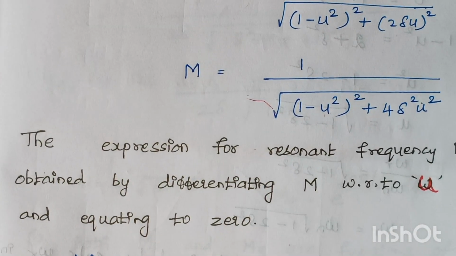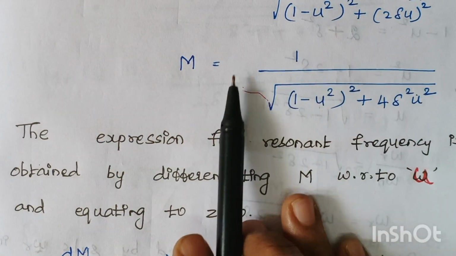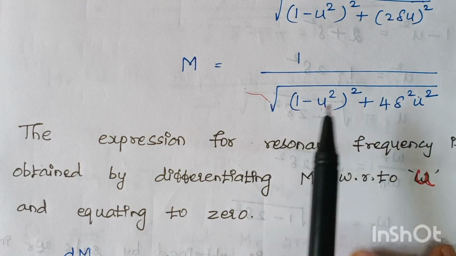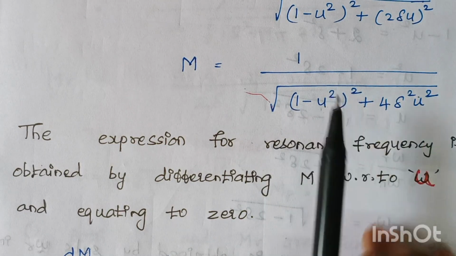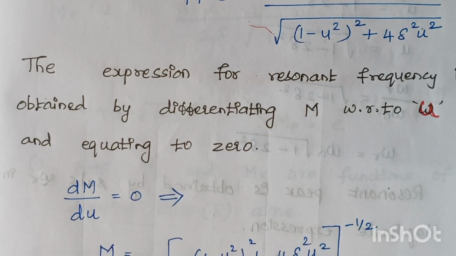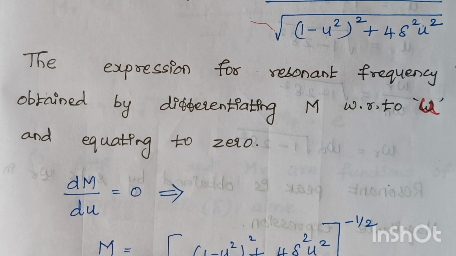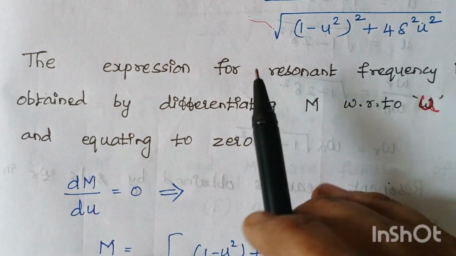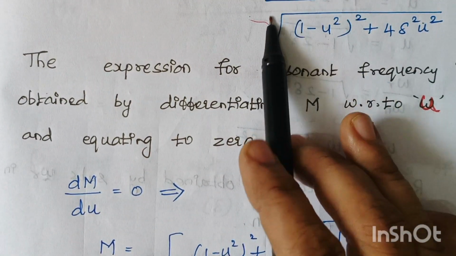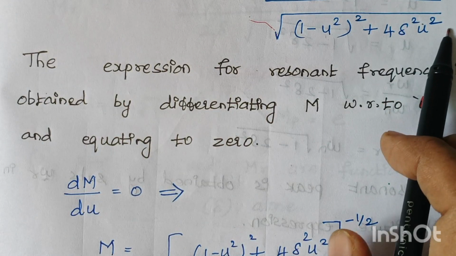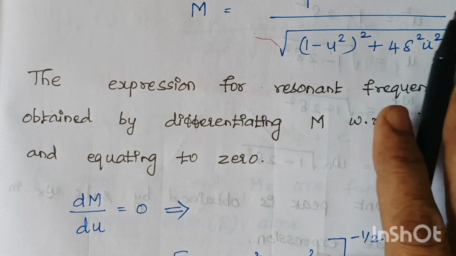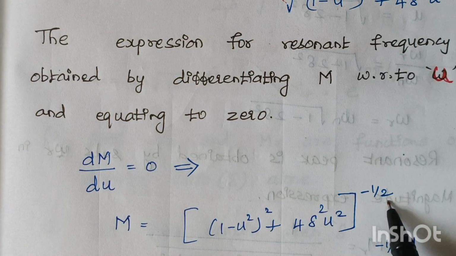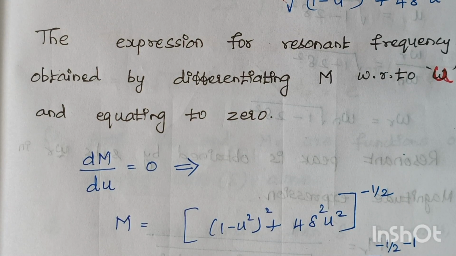This is my expression for M. I have the terms in the denominator part, so I am going to shift these terms to the numerator. This is my term and I have a square root, so the square root can be written as the whole to the power of 1 by 2. When the denominator term is moved to the numerator, we write it as minus 1 by 2. These are the basic maxima and minima concepts.